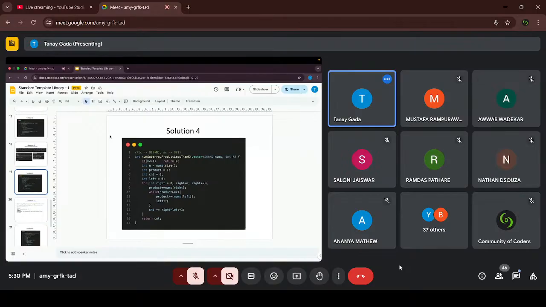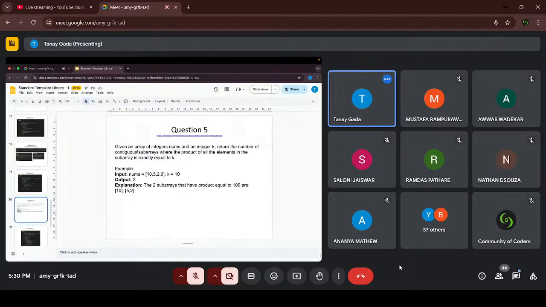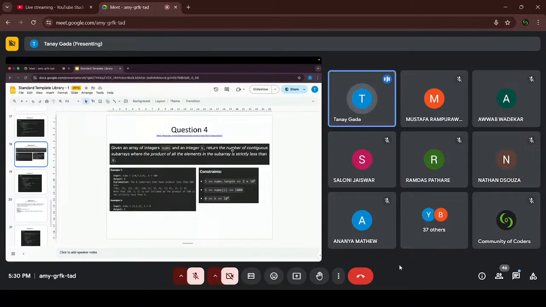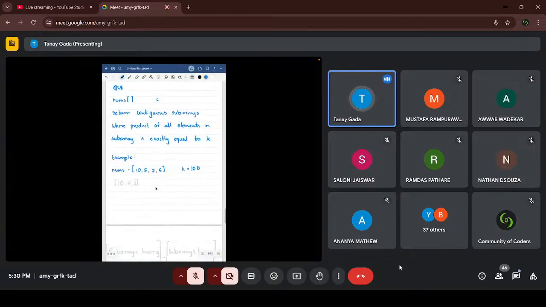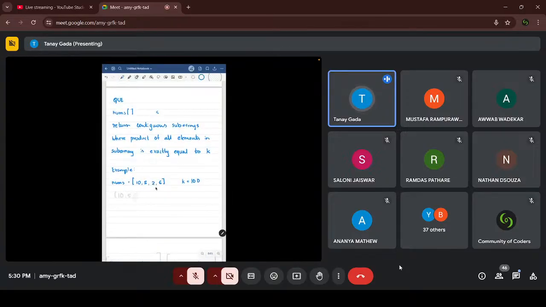Let's see the extension of this problem. In this question, the condition was that we need to find subarrays whose product is strictly less than k. But now we need to find the subarrays in which the product is exactly equal to k. Can anybody tell how we can do this? Quickly, it is the last question for you today.